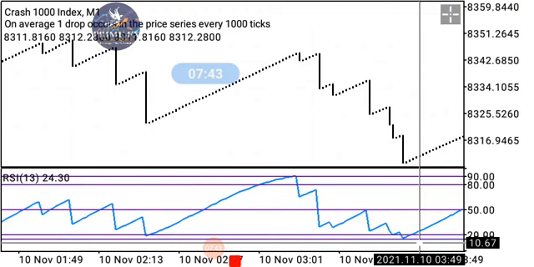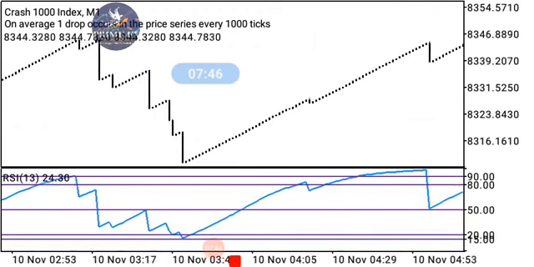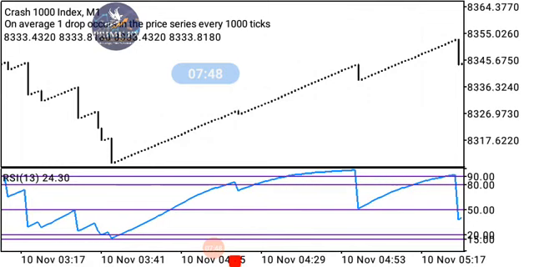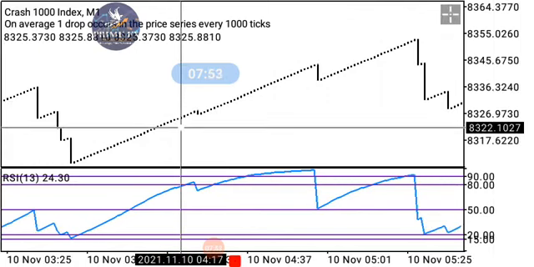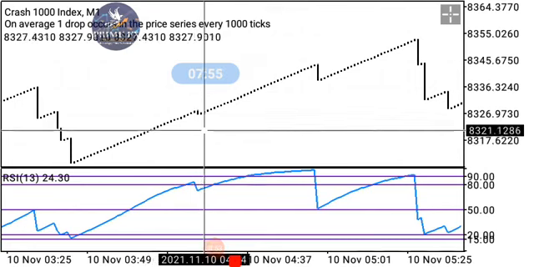5 candles is enough. So the same thing keeps on repeating itself. Here would have been a loss for us, just one loss in this.